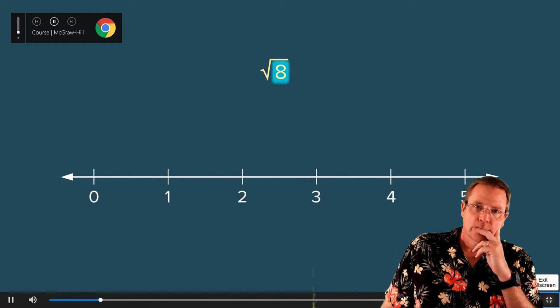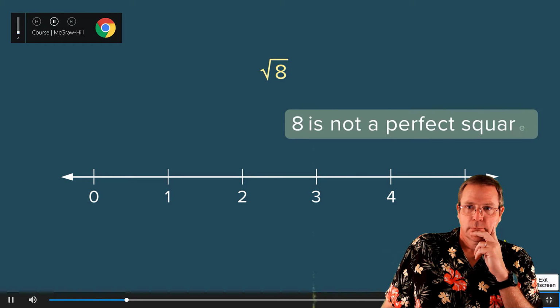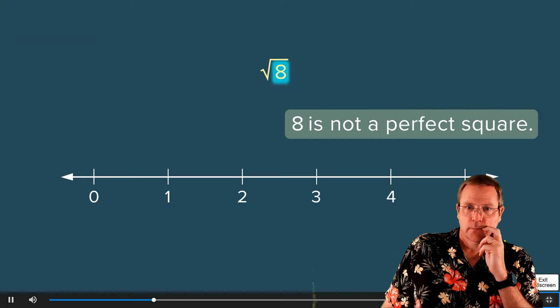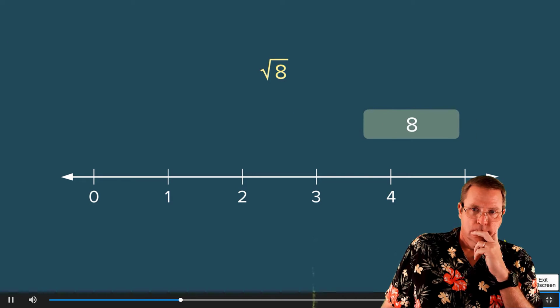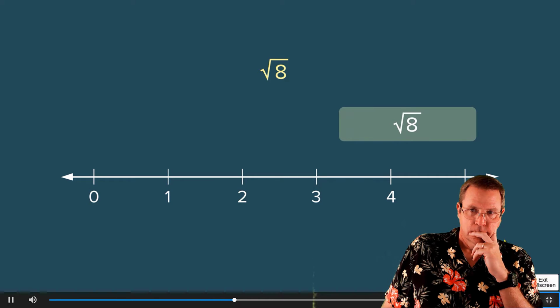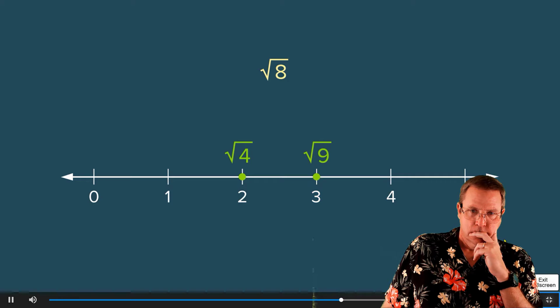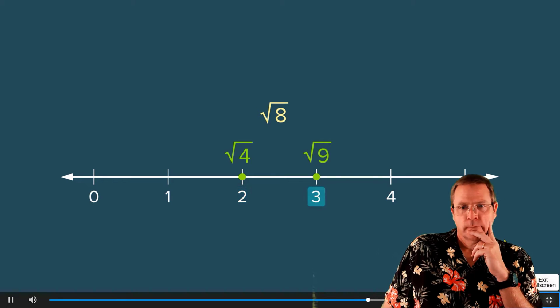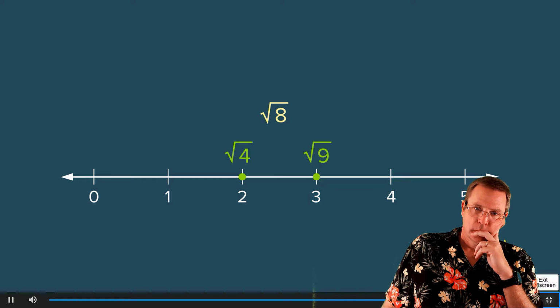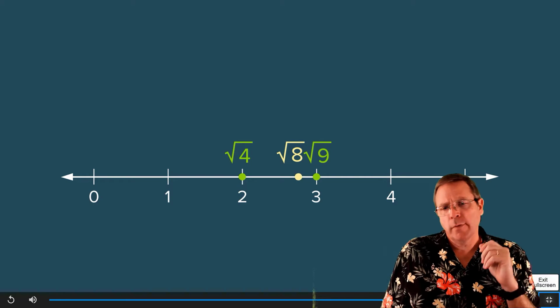Graph the square root of 8 on the number line. 8 is not a perfect square, so you must approximate the value of the square root of 8. Since 8 is between the two perfect squares 4 and 9, the square root of 8 will be between the square root of 4 and the square root of 9. The square root of 4 is 2, and the square root of 9 is 3. So the square root of 8 is somewhere between 2 and 3 on the number line. Since 8 is closer to 9 than 4, graph the square root of 8 closer to the square root of 9. Well, that looked pretty simple.